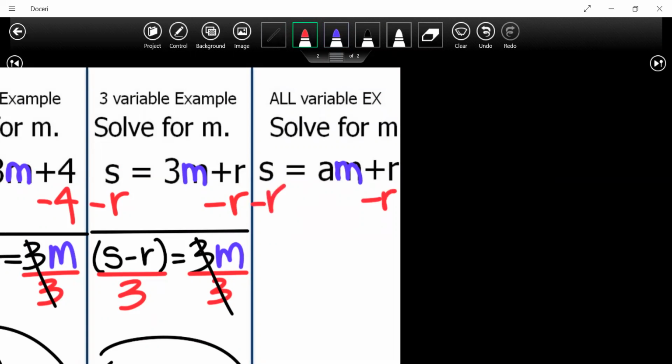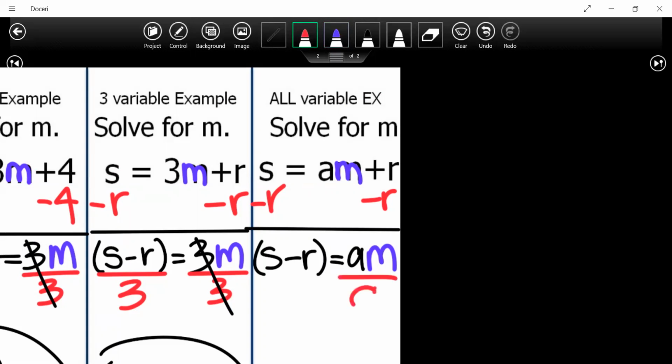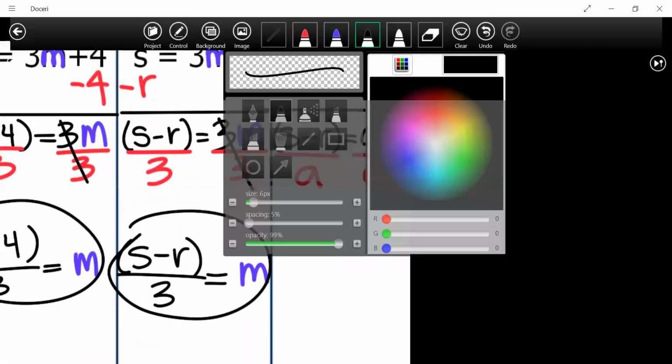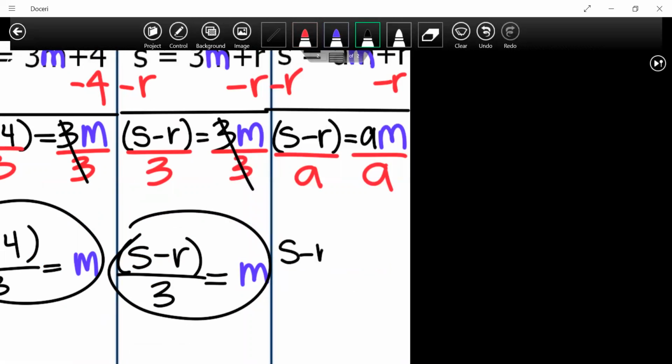Subtract r, subtract r. We know we can't reduce s and r together. We can group them. True. This time a is being multiplied by m, so how do I get rid of it? Divide by a. s minus r over a is equal to m.